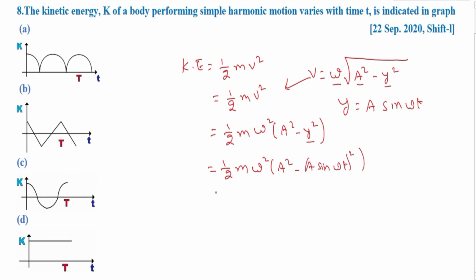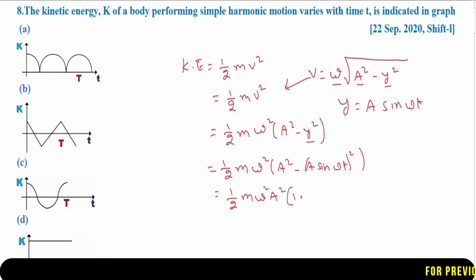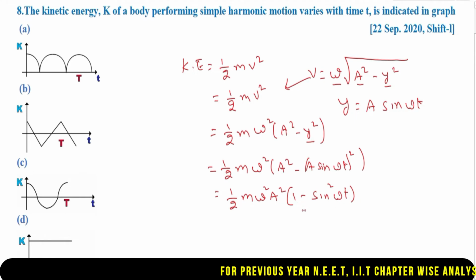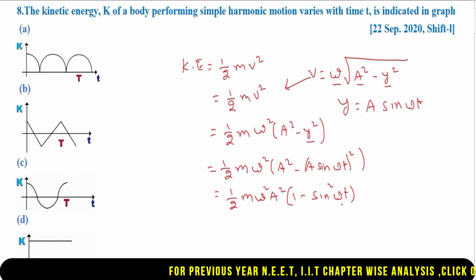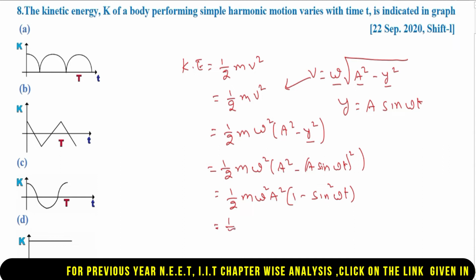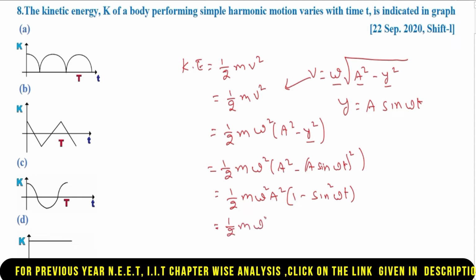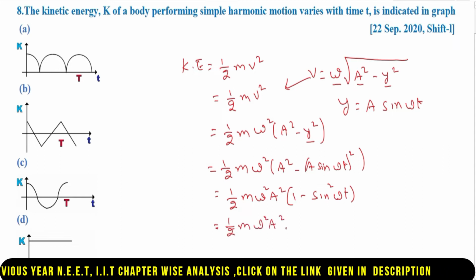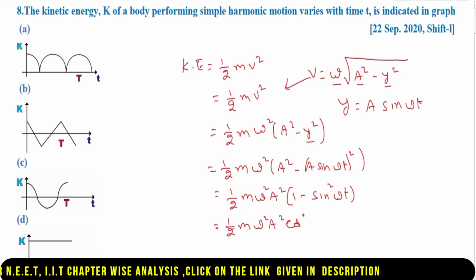Then if I do some calculation, what will I get? Half m omega square, taking a square common, a square into 1 minus sin square omega t. We know that sin square theta plus cos square theta is equal to 1. Then 1 minus sin square omega t will become cos square omega t. That is half m omega square a square cos square omega t.